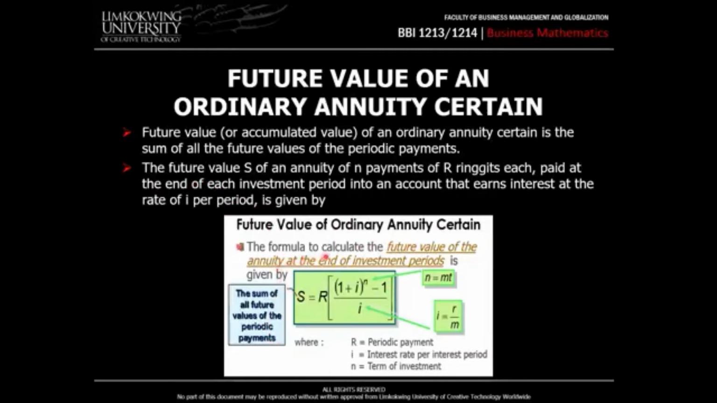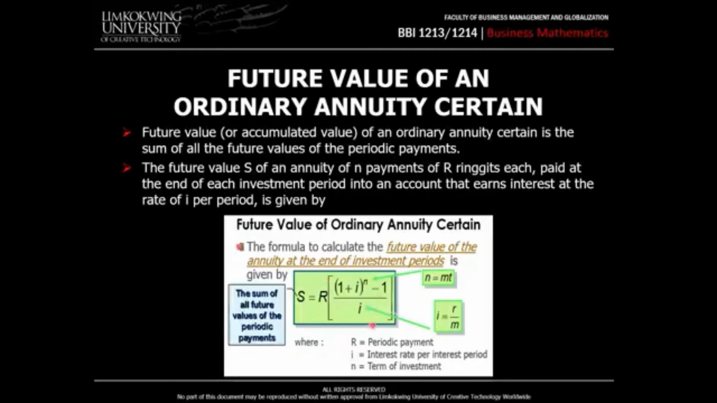This is the formula to calculate the future value of the annuity at the end of the investment periods. It means that after all the payments are done, this is the final value that you get, or the final value that you have to pay. So the formula is S equals R times (1 plus I) to the power of N, minus 1, divided by I.